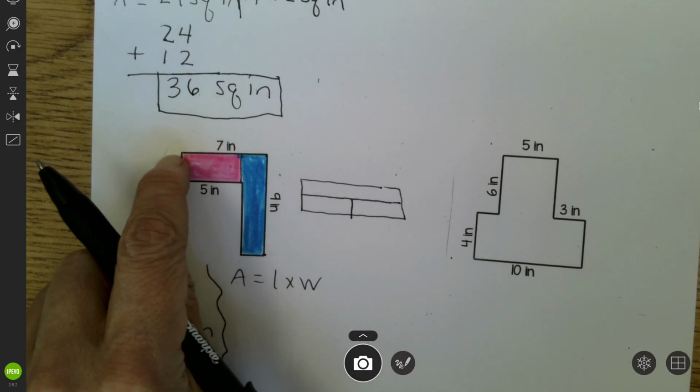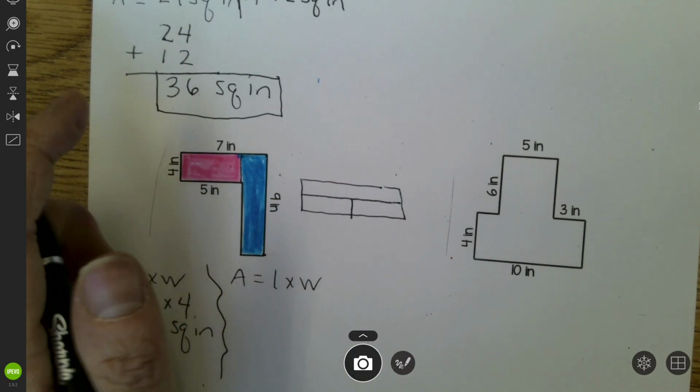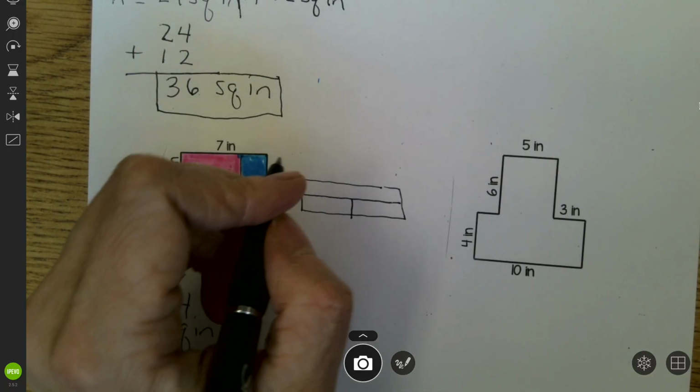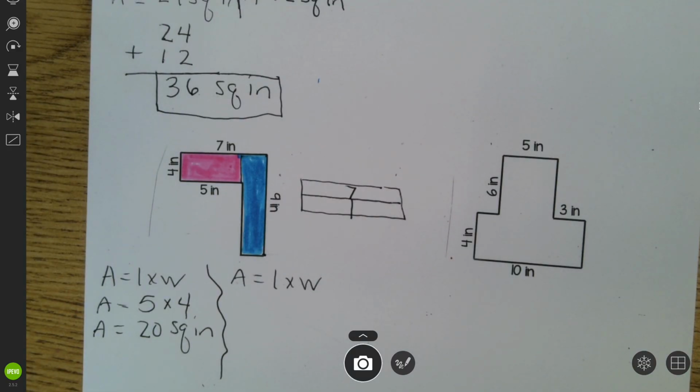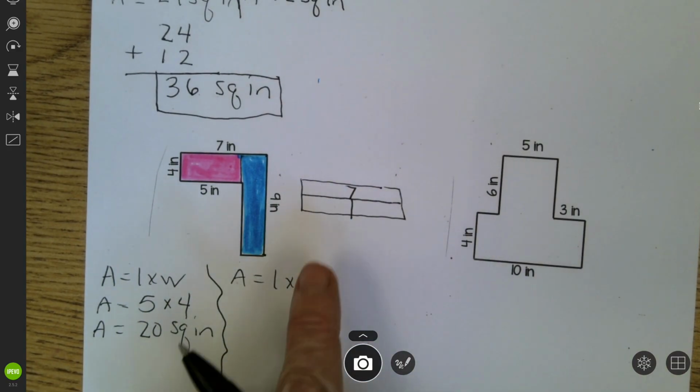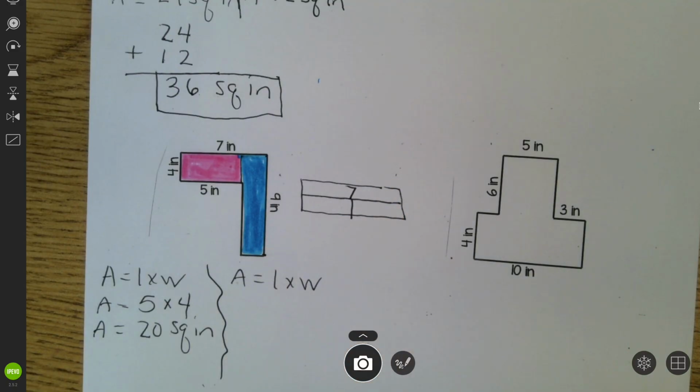Look at this whole line is 7. So I know from here, this end to this end is 7. So I have my whole. So I'm going to put a 7 on the top longer, bigger rectangle. See how this one is divided in half for 2 parts. Okay.